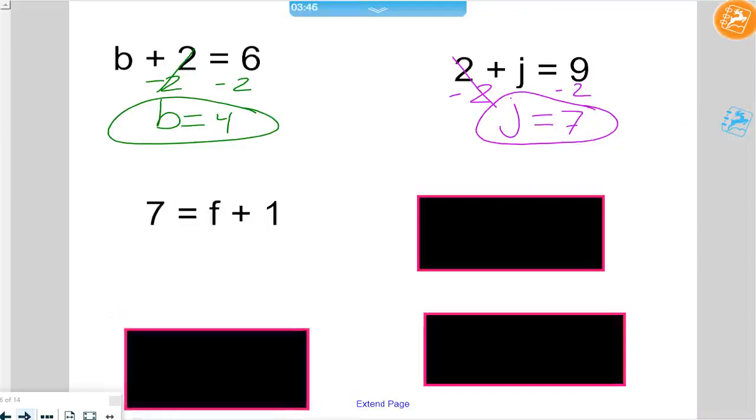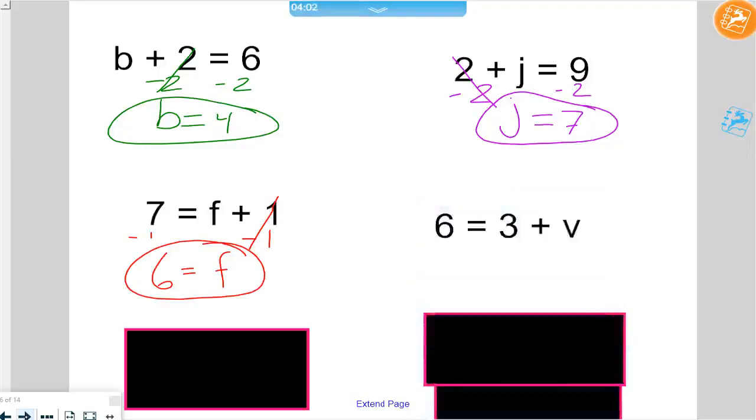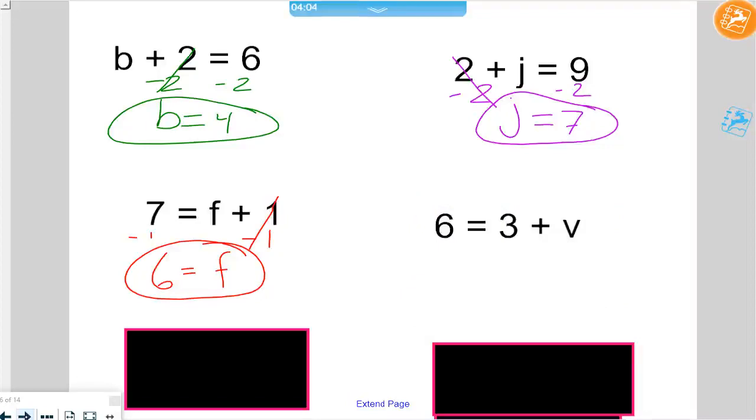Come down to this one. 7 equals f plus 1. Here I have a plus, so I know I need to subtract 1. Cancels out, leaves my f. Subtract 1, I get 6. f equals 6. Last one on this page here. We're going to do 6 equals 3 plus v. Well, I need to do the opposite, so I'm subtracting 3. Leaves me with my v. If I subtract 3 from 6, I get 3.